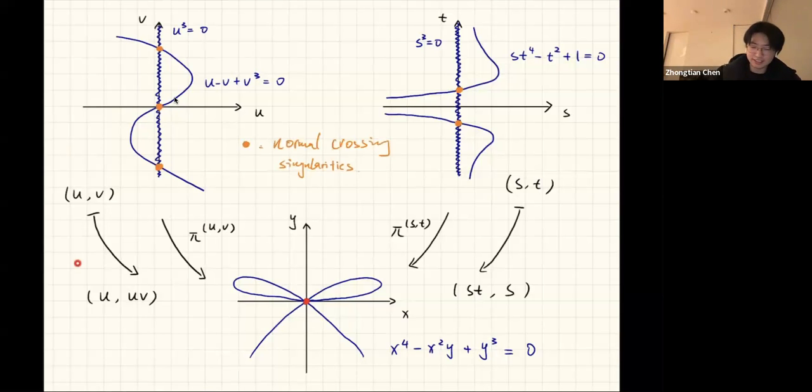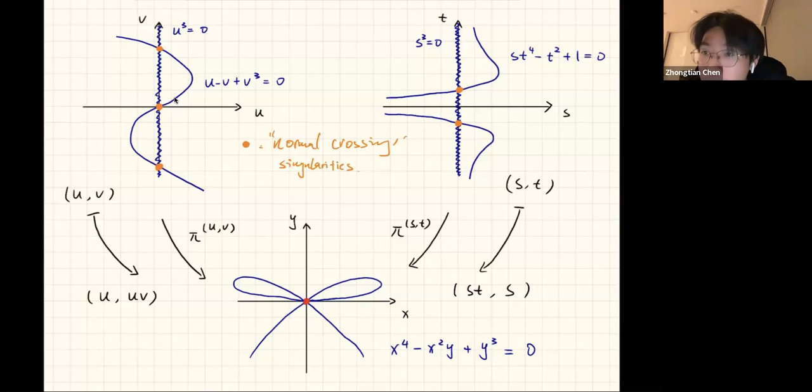Are we happy with this example here? Sorry, I can't hear you. Can you use the mic? You call it normal crossing, but what is it crossing? Oh, yeah, I will define normal crossing in the next step. This is just an intuition to tell you that after you apply the blow up, the singularity becomes simpler.